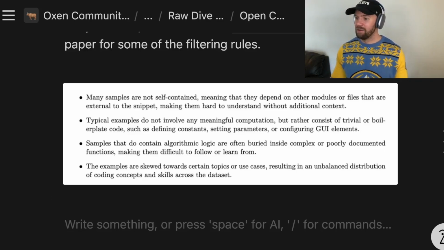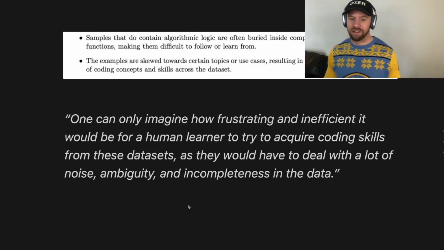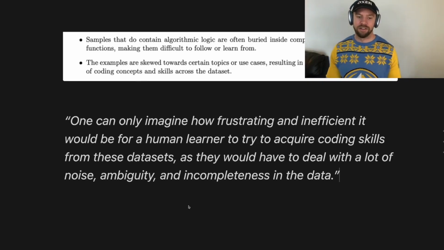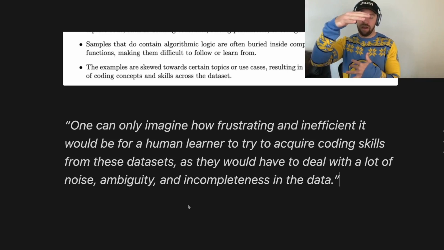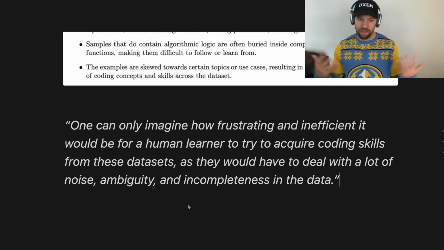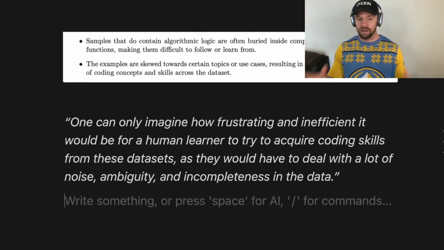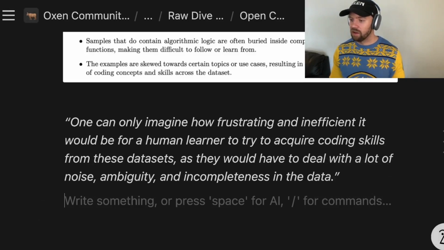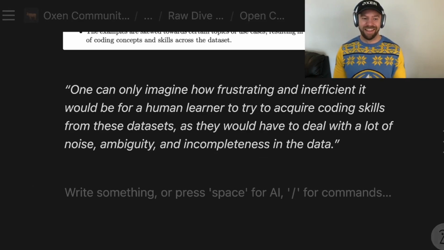And they say one can only imagine how frustrating and inefficient it would be for a human learner to try to acquire coding skills from these datasets, as they'd have to deal with a lot of noise, ambiguity, and incompleteness of the data. I thought that was an interesting thing that I hadn't thought about. If you're just crawling a bunch of code repositories, chunking it up, and trying to learn from that as a human, a chunk of a big set of constants probably doesn't teach you much, but there are some high quality functions within there that you want to be able to get to. The I in LLM stands for intelligence. That's right.